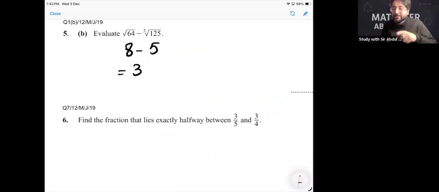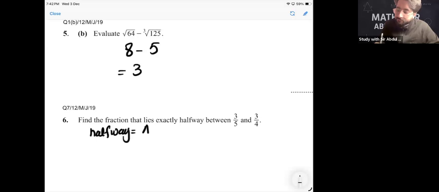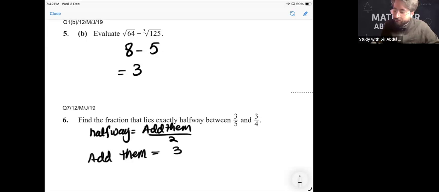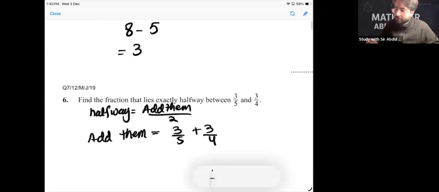Find the fraction that lies exactly halfway. So remember that, guys, halfway is technically: add them and then divide by 2. So let's add them. 3 over 5 plus 3 over 4. You can use the butterfly method, and you can use the denominator comparison as well. So you can multiply this side with 5, this side with 4.